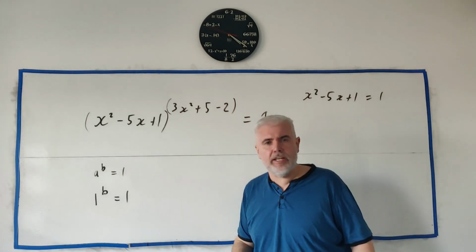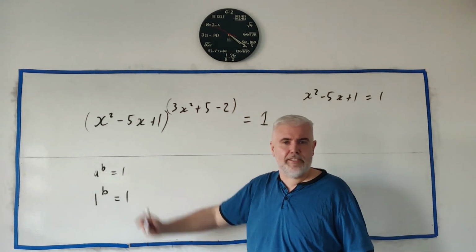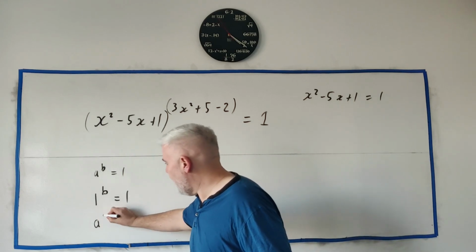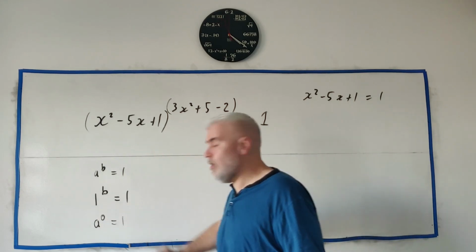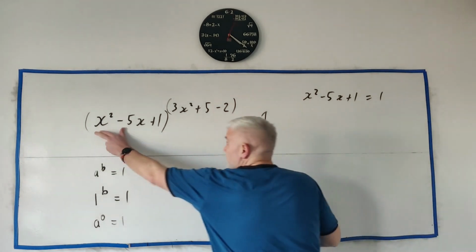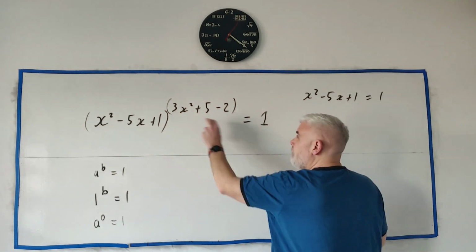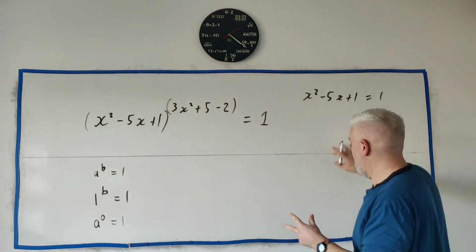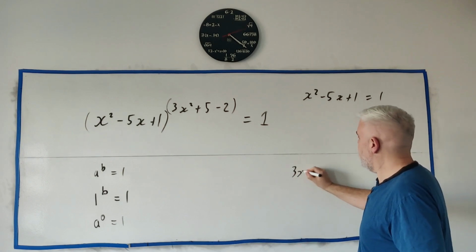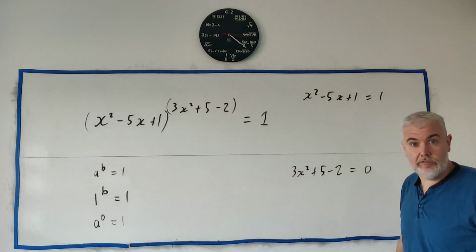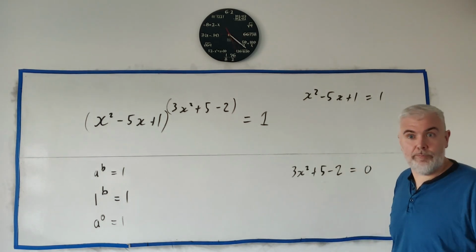To skip to the other idea, the other thing I think when I see this is anything to the power of 0 also equals 1. And again, to apply that here, this could be the anything. If only this part here was 0, this equation would work. So let's put that here: 3x squared plus 5x minus 2 equals 0. All that's left to do is solve both these quadratics.